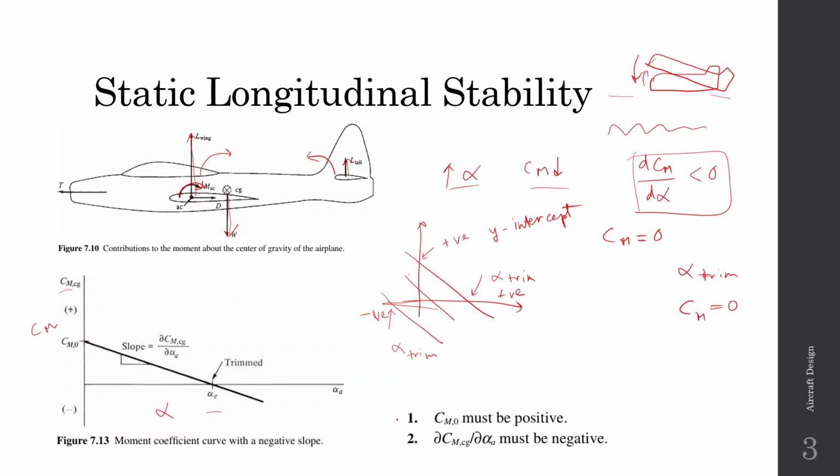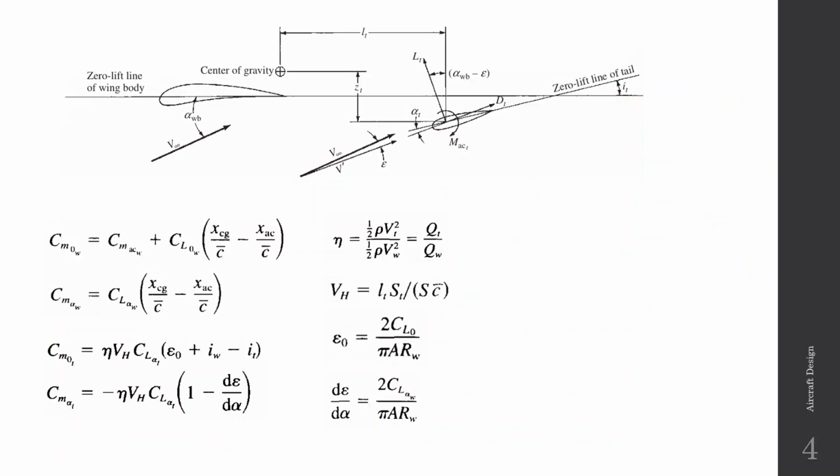So we get these two conditions: dCm by d alpha should be negative, and we also get that Cm naught should be positive. So Cm naught is the y-intercept, and it has to be positive. Only then your alpha trim will be greater than 0. So these are the basics of static longitudinal stability.